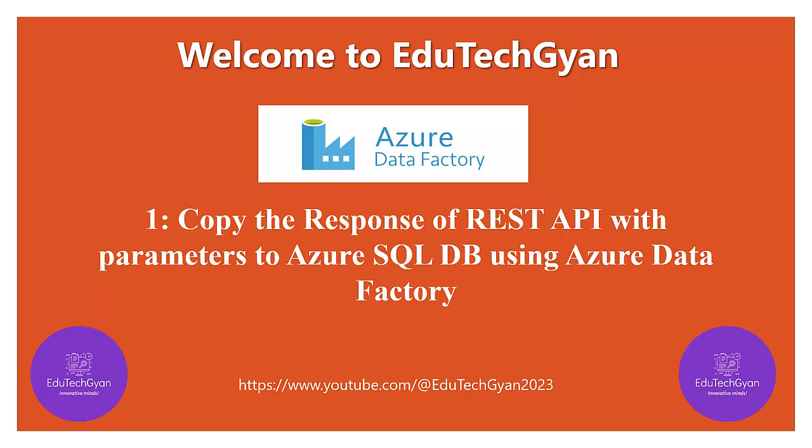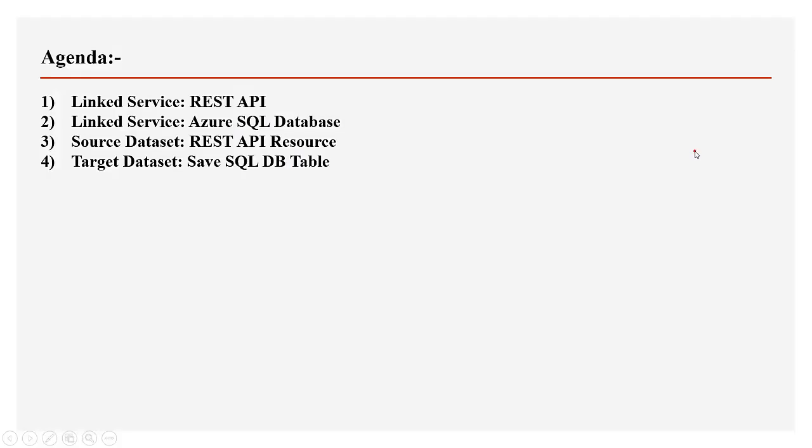In this agenda, first we are going to create one linked service for the REST API, and then another linked service for the SQL database connection. The first linked service is created for the REST API connection, so we need to hit the URL first, right? And the second linked service we use for connecting to the SQL database server.